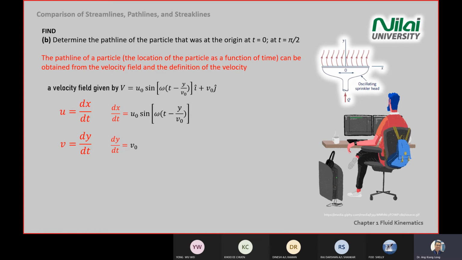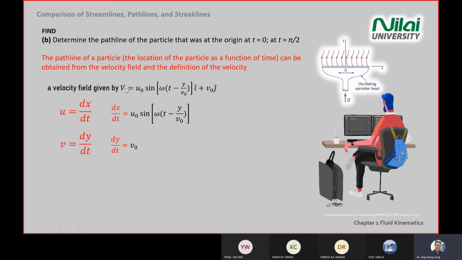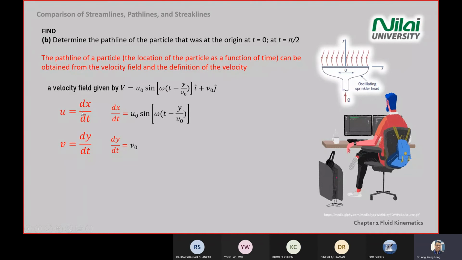This step is to find the path line. Try not to mix it with the previous one. It's a totally different thing already. Just now it was streamline. Now we are looking at path line. So path line starts with the velocity field equation, pull out the u and v, and then define how you find velocity for u, and how you define velocity for v in the y direction. So mathematical form, u equal to dx over dt, v equal to dy over dt.